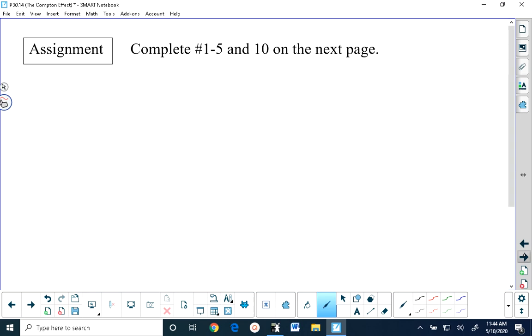Fairly short lesson, not a lot to it. Complete questions 1 to 5 and 10 on the next page, and then on Wednesday we will finish up with the Compton effect by looking at the second part of it.